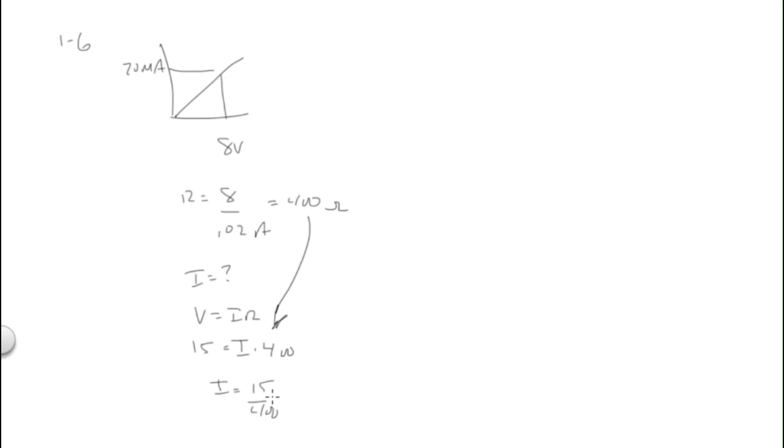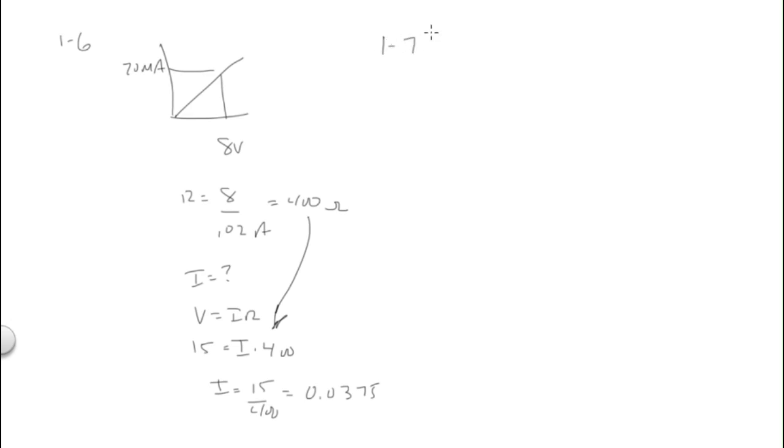So these are good questions, right? These are good quiz questions. These are two-step problems. 0.0375. Okay, so that's 1-6. Okay, 1-7.